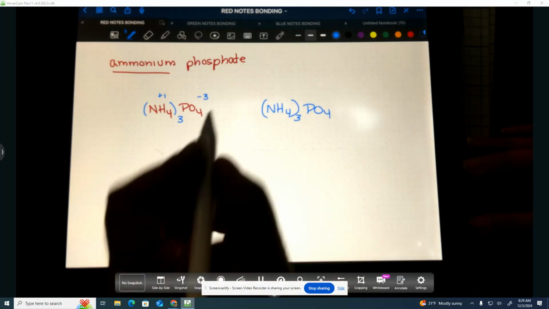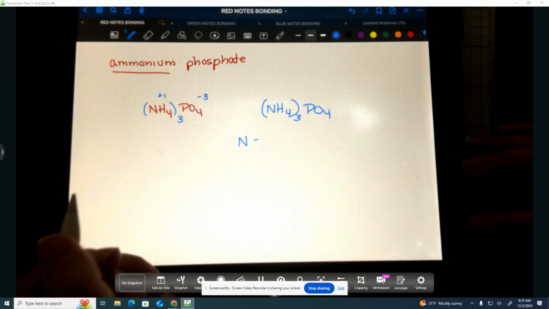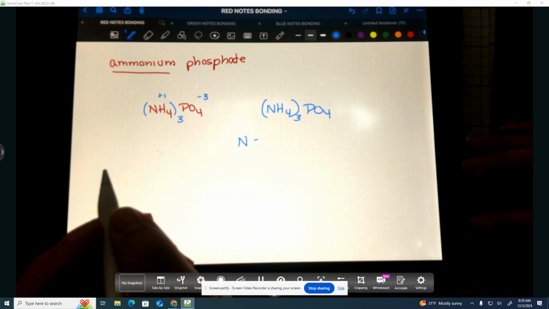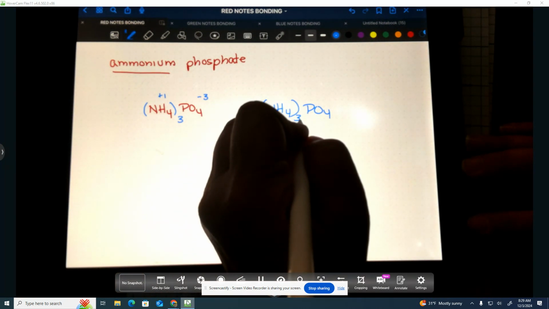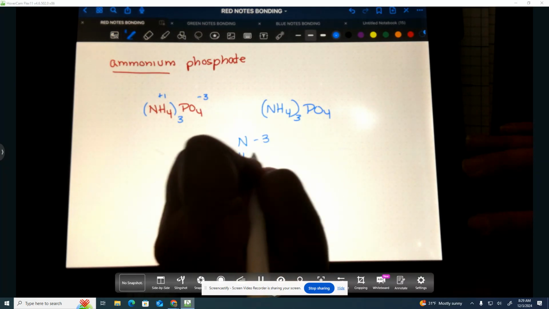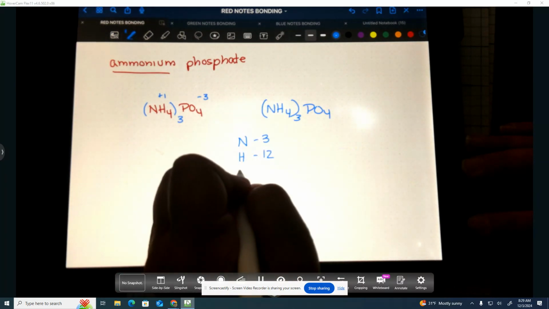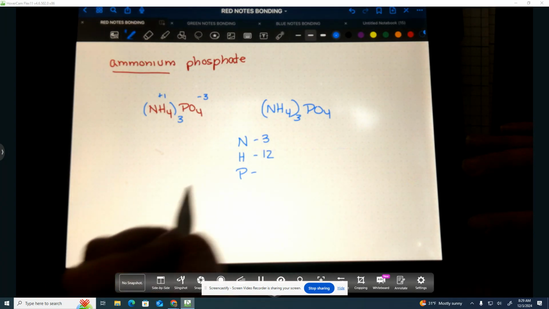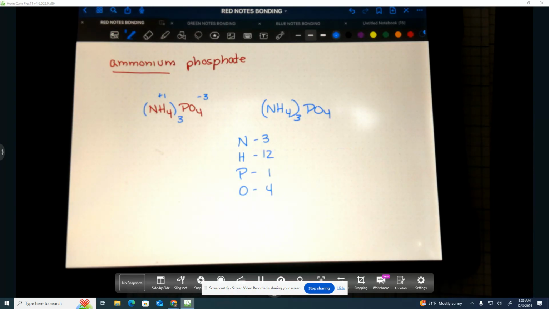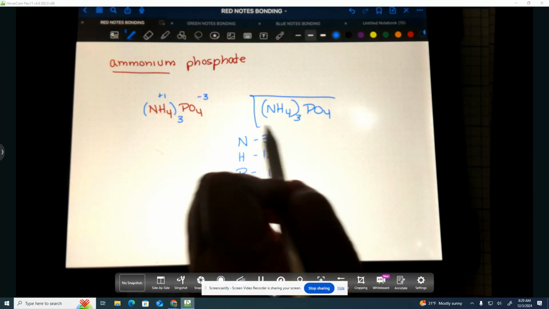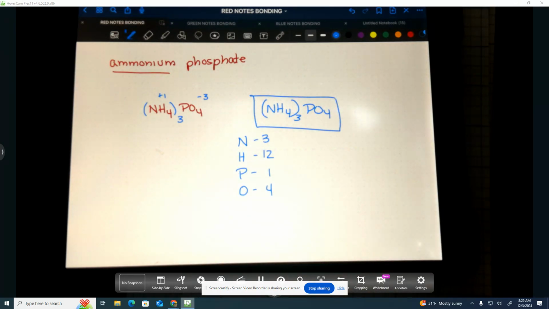How many nitrogens do you have? 3. N3, okay? How many hydrogens do you have? 12. How many phosphorus do you have? 1. How many oxygen do you have? 4. Done. It's not hard. Just, you know what the hardest part is? What Eva did. This is the hardest part. Writing the correct formula. If you can't write that formula, you can't answer this.